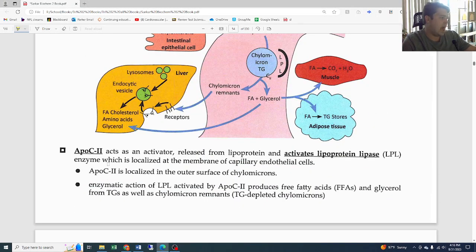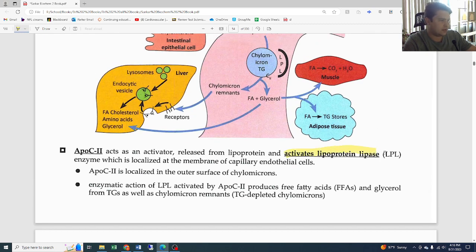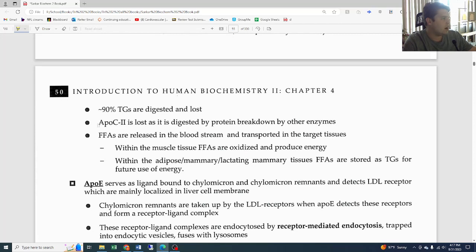ApoC2 acts as an activator, released from lipoprotein, and activates lipoprotein lipase, also known as LPL. It's an enzyme which is localized at the membrane of capillary endothelial cells. ApoC2 is localized on the outer surface of the chylomicrons. Enzymatic action of LPL activated by ApoC2 produces free fatty acids and glycerol from triglycerides, as well as the chylomicron remnants, the triglyceride-depleted chylomicrons. About 90% of triglycerides are digested and lost. ApoC2 is lost as it is digested by protein breakdown by other enzymes.